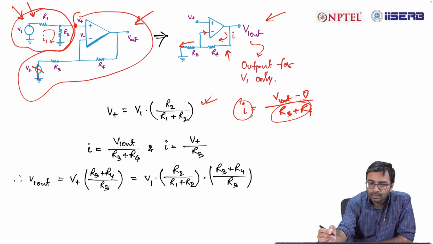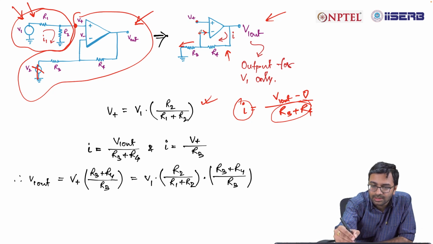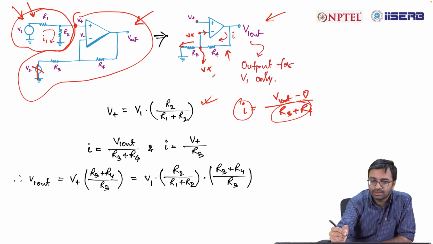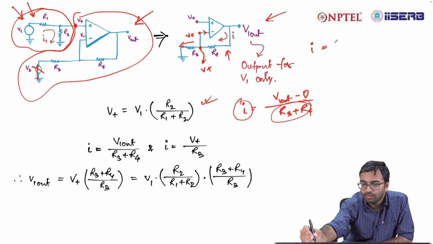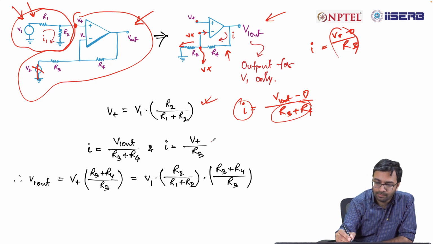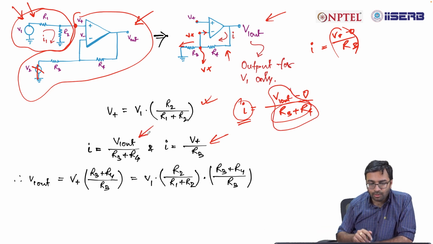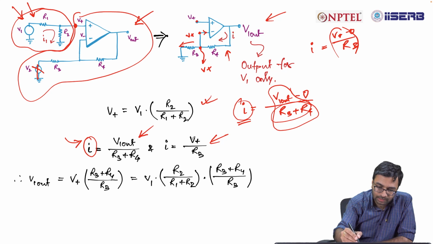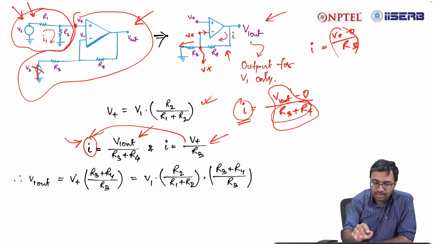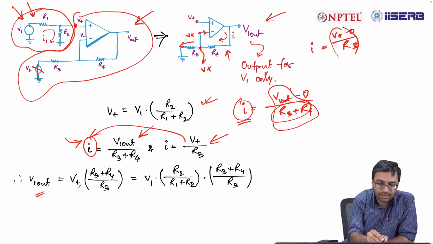Similarly, if this terminal is V plus, you can consider this terminal also as V plus. That means this node also has a potential V plus. So you can also write I is equal to V plus minus 0 divided by R3, that is V plus by R3, and I is also equal to V1 out divided by R3 plus R4. From these two equations, if you rearrange a bit, you will find V1 out is equal to V plus times R3 plus R4 divided by R3.